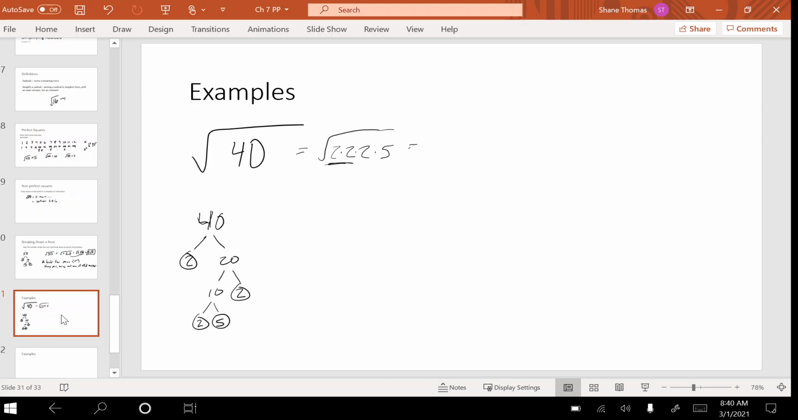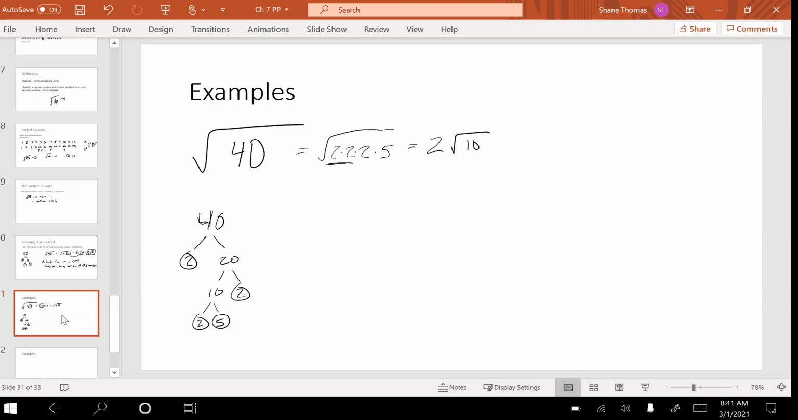So because I have a pair of 2s, what do I do with that 2? Bring it outside. So I have a 2 out front. Now, inside, what am I left with? A 2 and a 5. Well, then just multiply them back together. What's 2 times 5? 10. We took the pair of 2s out. There's one 2 left and one 5 left on the inside. Okay? You with me there?